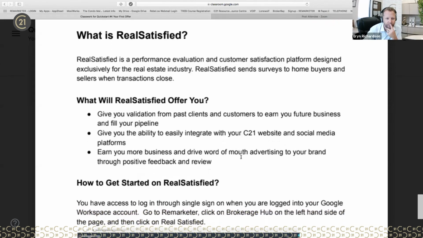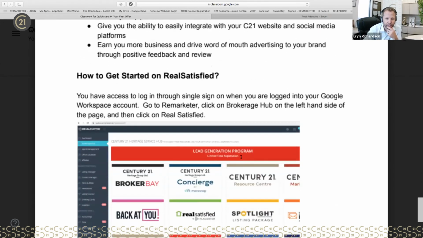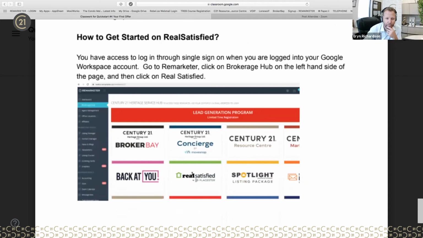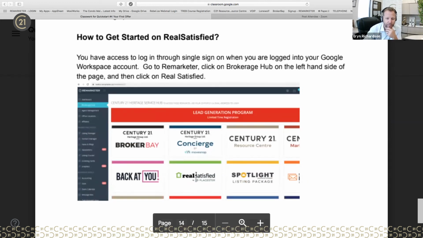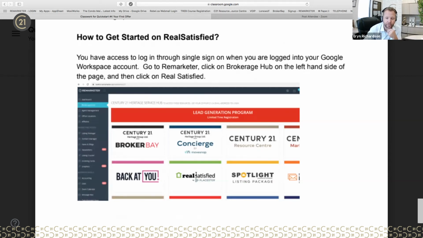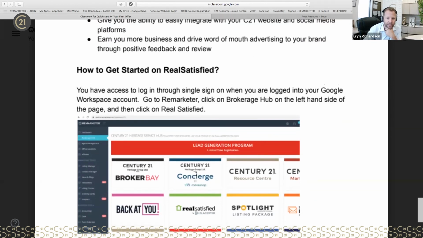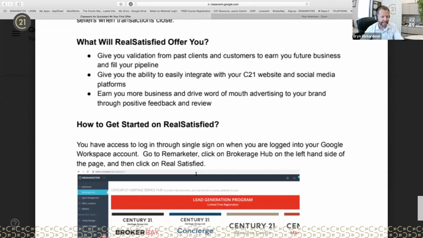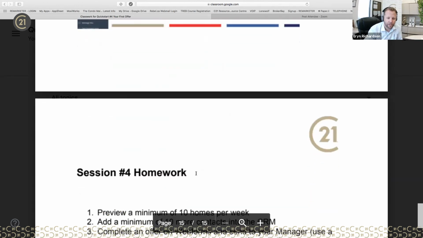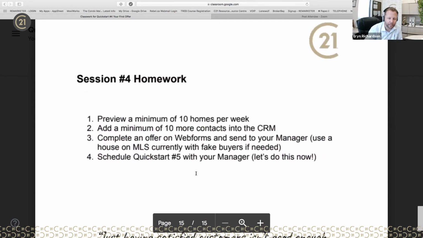Okay. There's some cool things also in RealSatisfied. If you go into our brokerage hub and click on RealSatisfied, you'll log in using your Century 21 email address. Make sure you're signed in, and it will log you in automatically. You will be able to do some cool things. If any of you are techie, you can go in there and copy and paste certain code in order to put on your website, for example, or use it in any of your blog posts, or just some cool things you can do with RealSatisfied and get a good reputation out there.